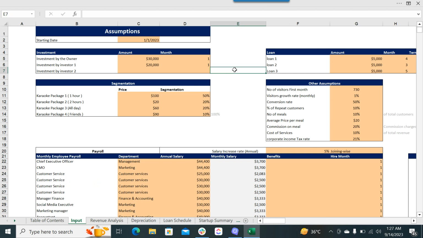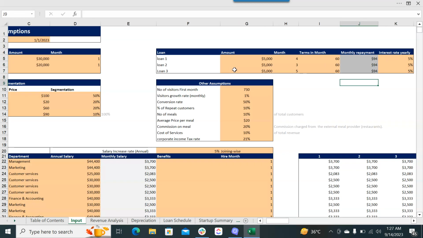We will start with the set of assumptions that could be changed or adapted as per the requirements of your business. All these orange cells are the input that will be changed as per your business, and all other things will be updated. We have the assumptions about the investment. Then moving on, if I'm changing this term to 50, you can see the change in the monthly repayment. That's how our model works.